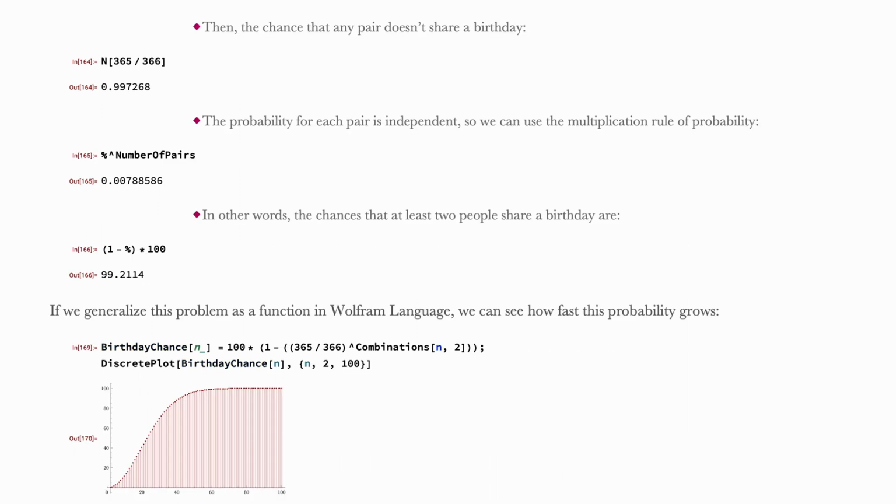Here, I wrote out a function birthday chance of n, which just generalizes what we did before, and then I used the discrete plot function in the Wolfram language to plot this out as n increases from 2 to 100. As you can see from this graph, from about the 60 to 100 range, you get to a point where you're almost guaranteed to have two people with the same birthday.